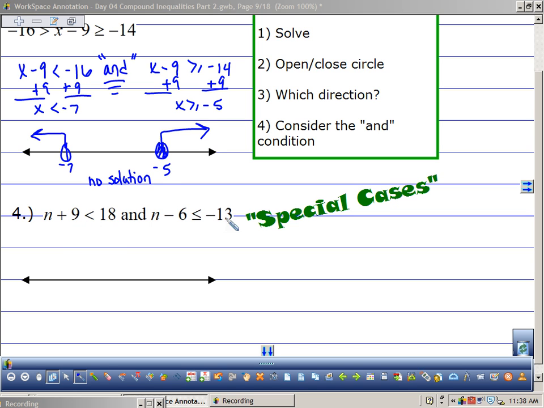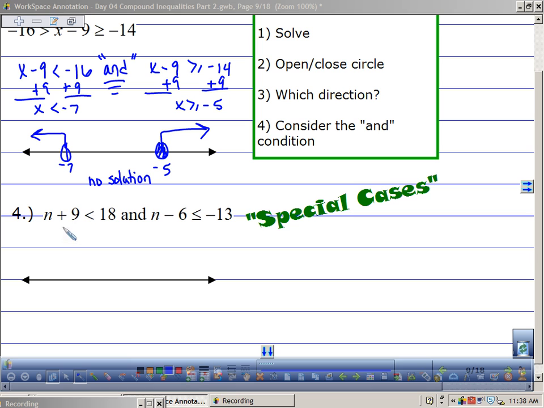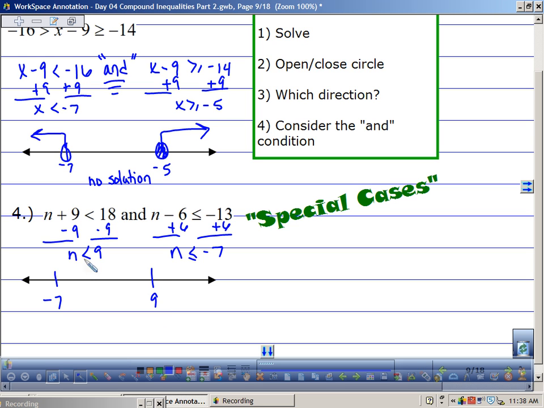How would I solve for this one? Subtract 9 from both sides, and I get n is less than 9. Add 6 to both sides, and I get n is less than or equal to negative 7. Let's graph that. Here's where n is less than 9. Here's where n is less than or equal to negative 7.